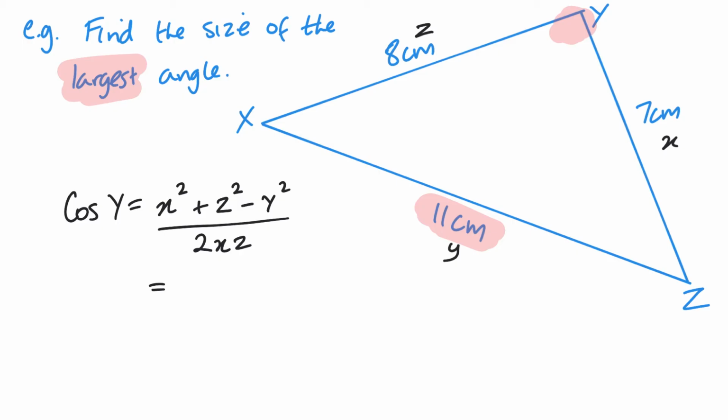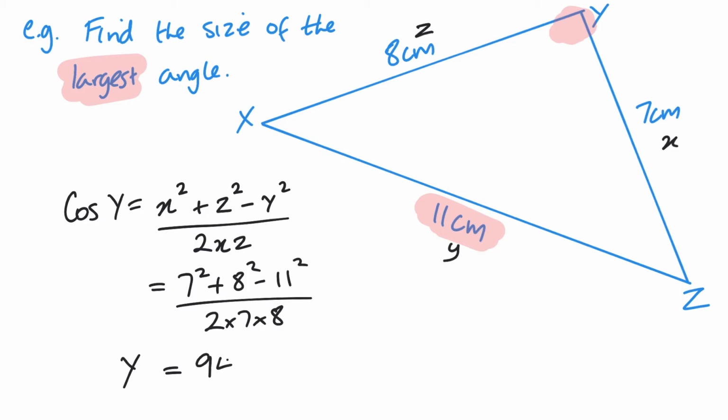So x is 7, so we get 7 squared plus 8 squared minus 11 squared over 2 times 7 times 8. And then obviously we'll do the inverse cos of that, and then my answer will be 94.1 degrees to one decimal place.